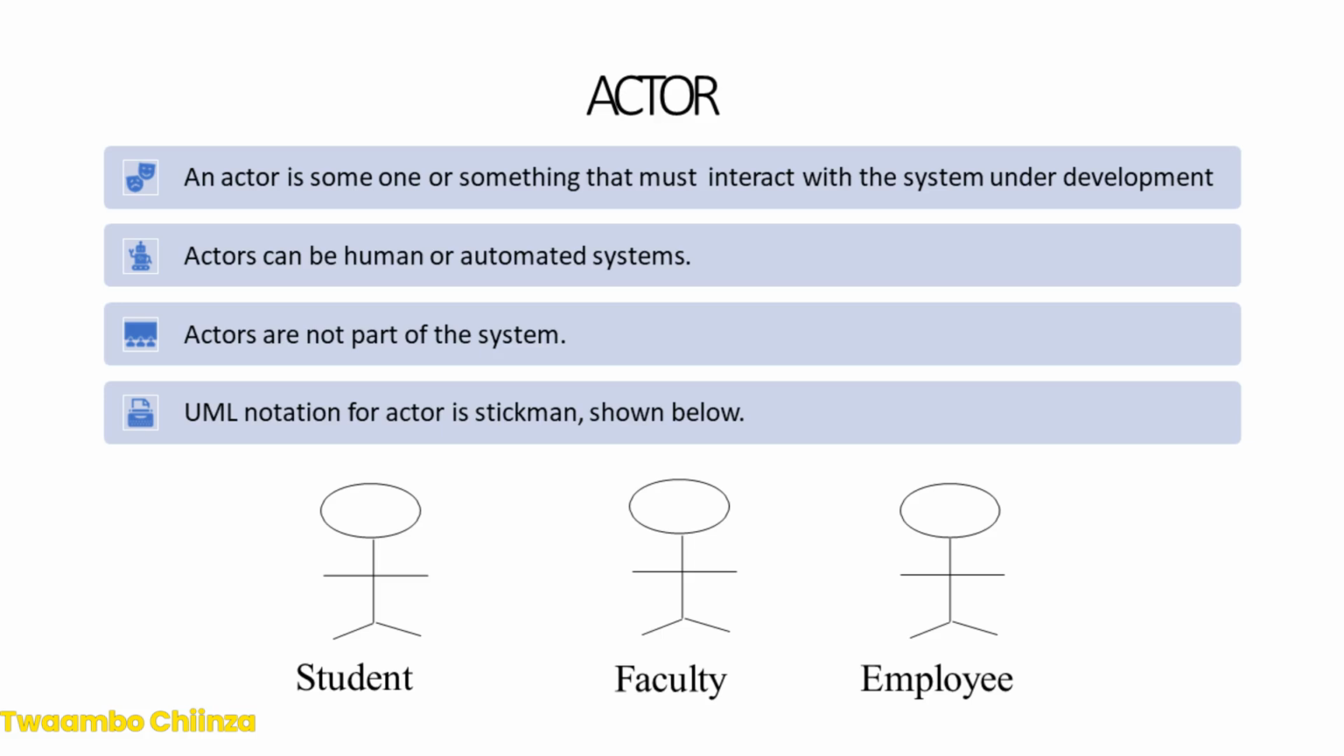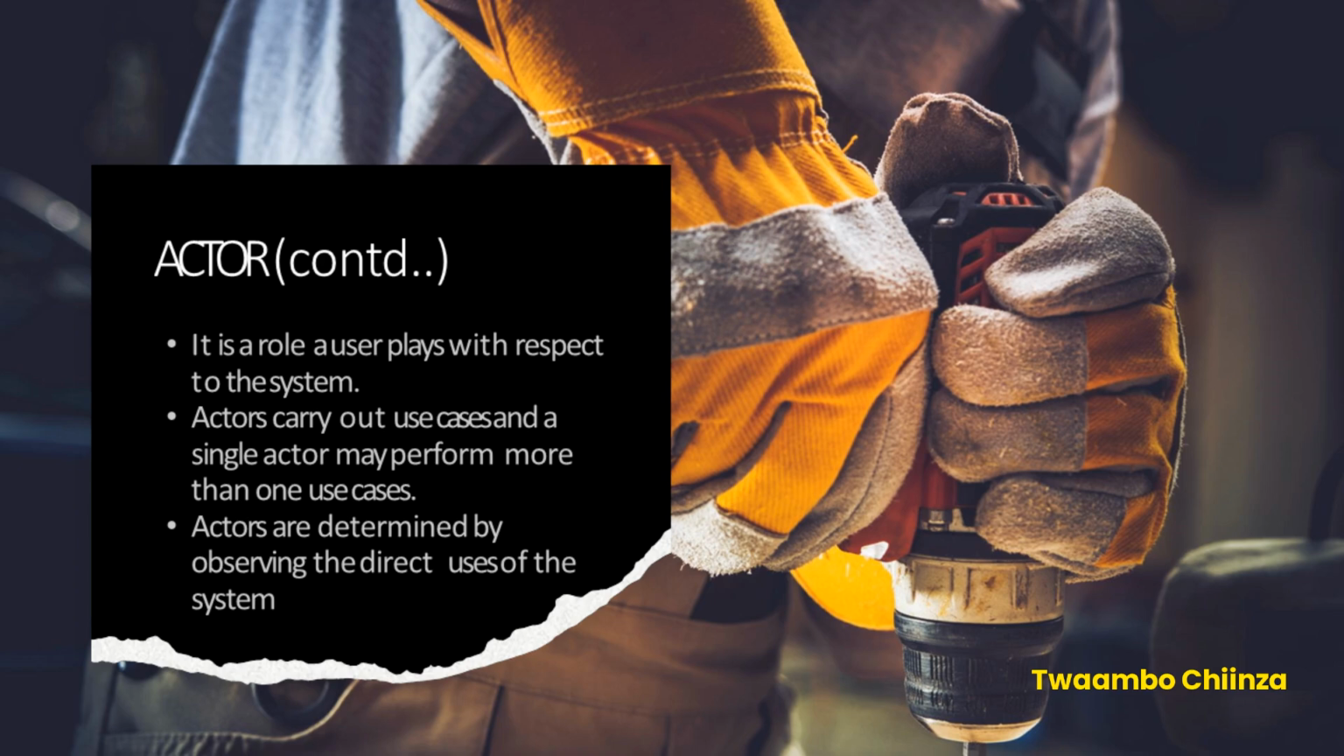An actor, as represented in the notation drawings, interacts with the system under development. Actors can be human or automated systems and are not part of the system itself. Actors play roles with respect to the system and can perform multiple use cases. Their roles are determined by observing direct system use.